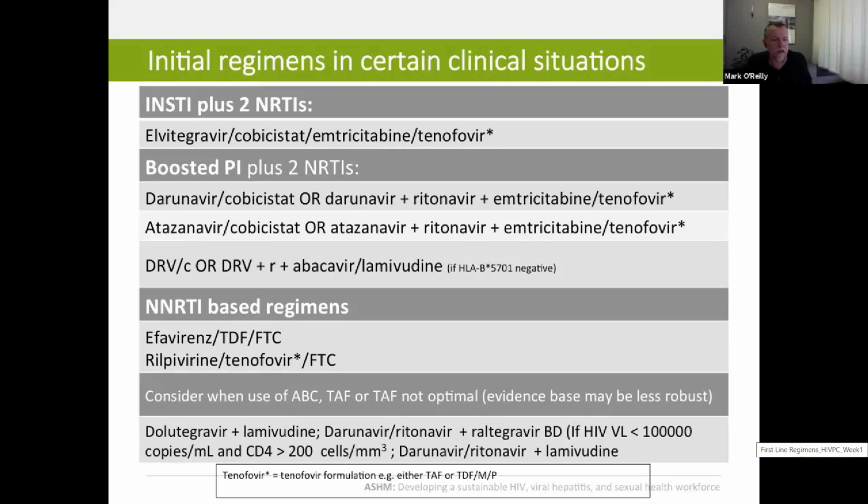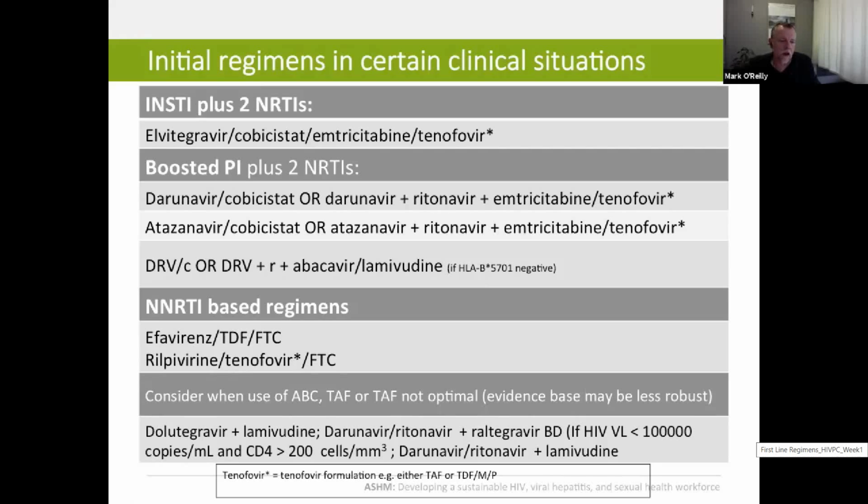Atazanavir boosted by cobicistat or atazanavir boosted by ritonavir with emtricitabine and tenofovir is a regimen that we used to initiate with previously, which, if for whatever reason none of the other regimens were considered suitable, we could still use, but that would be an uncommon regimen to lead with in 2020. Darunavir boosted by cobicistat or darunavir boosted by ritonavir with the combination of abacavir, lamivudine, again used more commonly in the past, but could be used provided the individual's HLA B5701 test was negative. That would be unusual to be using that combination, however.